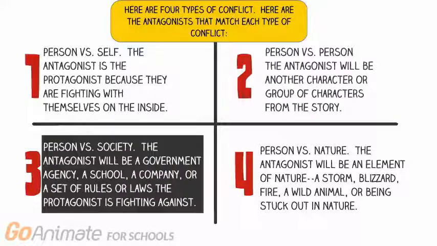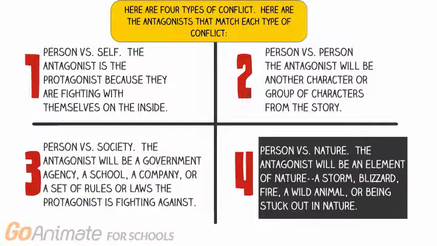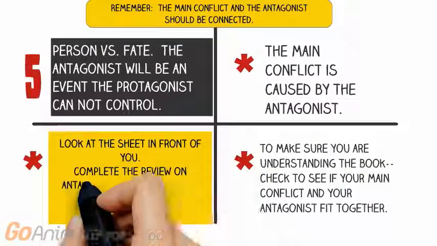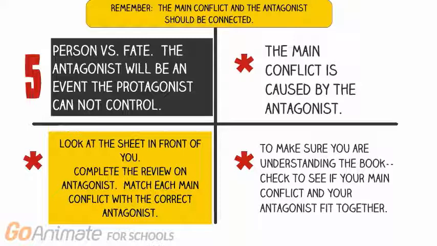In a person versus society conflict, the antagonist will be a government agency, a school, a company, or a set of rules or laws the protagonist is fighting against. In a person versus nature conflict, the antagonist will be an element of nature, a storm, blizzard, fire, a wild animal, or being stuck out in nature. In a person versus fate conflict, the antagonist will be an event the protagonist cannot control.